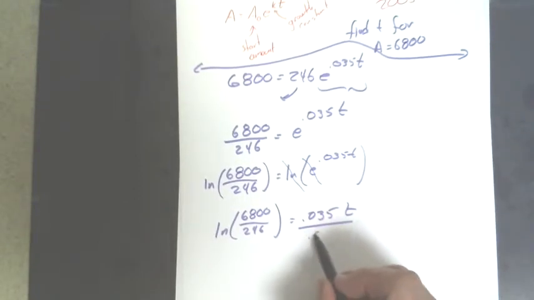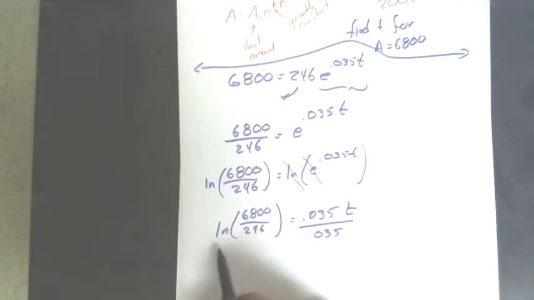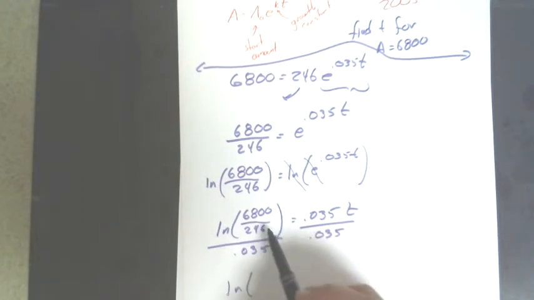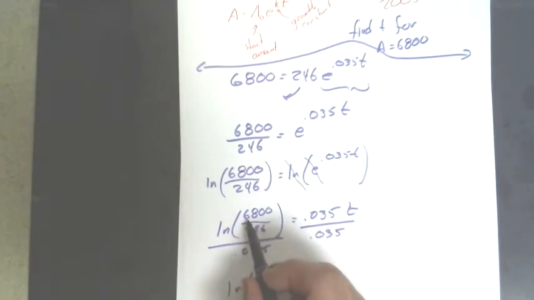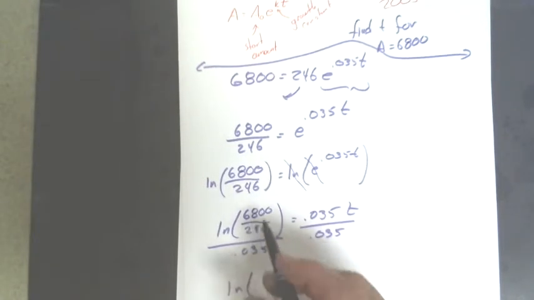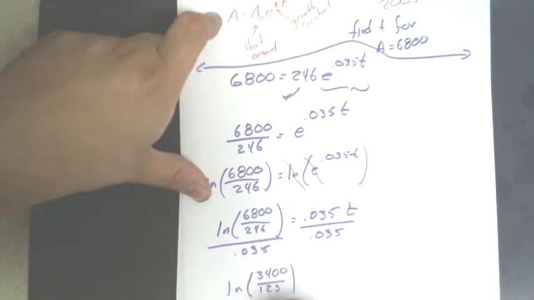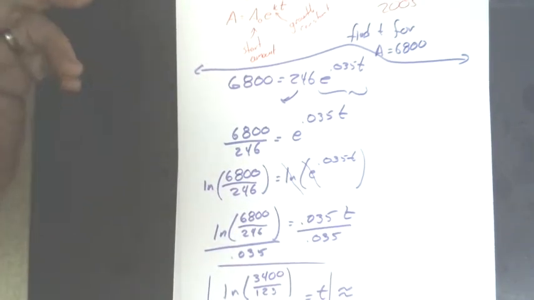Divide both sides by the 0.035, and we have the natural log of, I should at least divide that by 2. What is that? 3,400 over 123, over 0.035, equals t. So this is an exact answer. If we're still interested in exact answers, that's your exact answer.